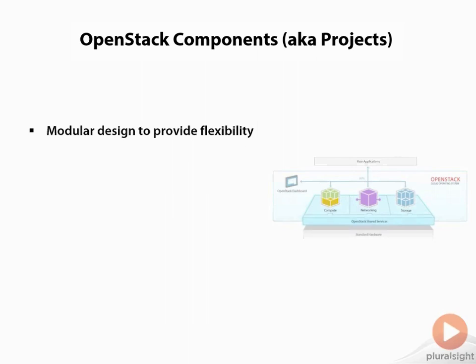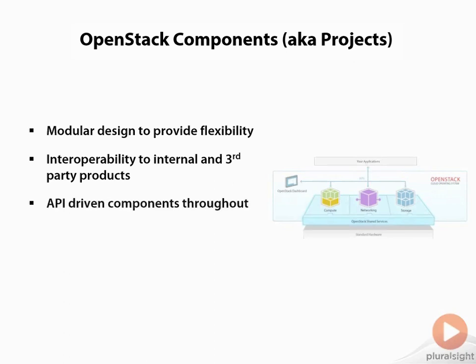Rigidity with tightly bound and tightly coupled environments creates a problem down the road for upgradability and lots of other promotion and change within the environment. It also adds better interoperability for not just internal, but also for third-party products. And again, APIs are very important, especially when we're talking about OpenStack or any cloud environment, but particularly OpenStack.